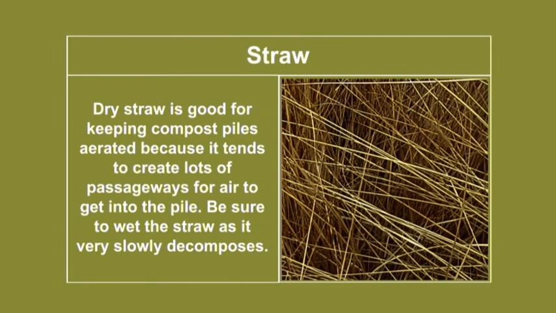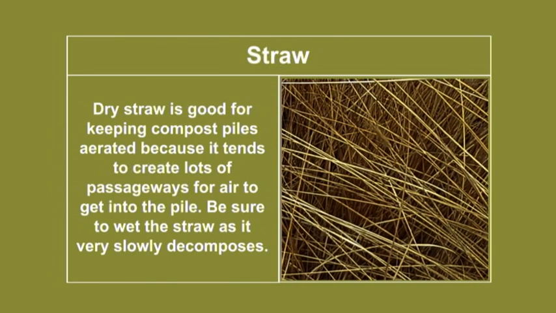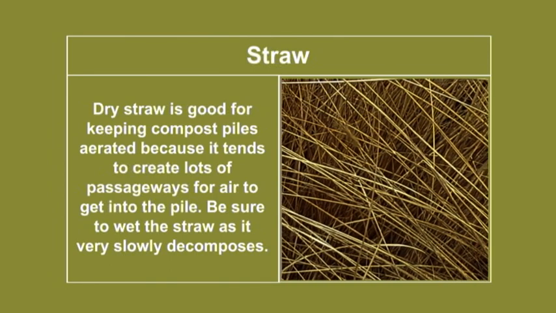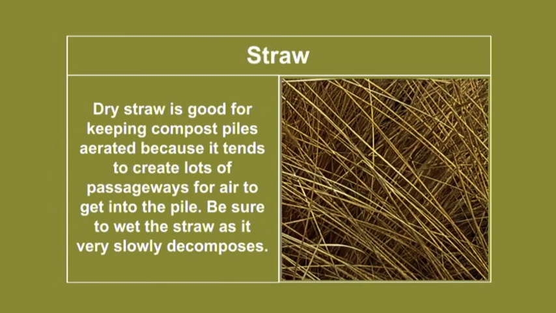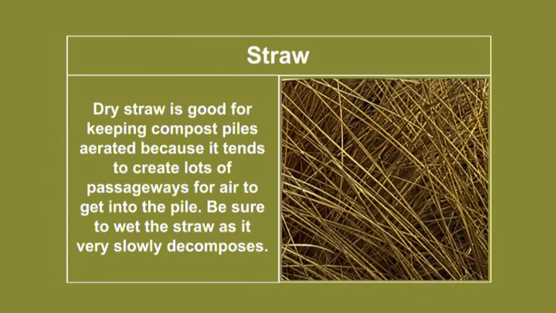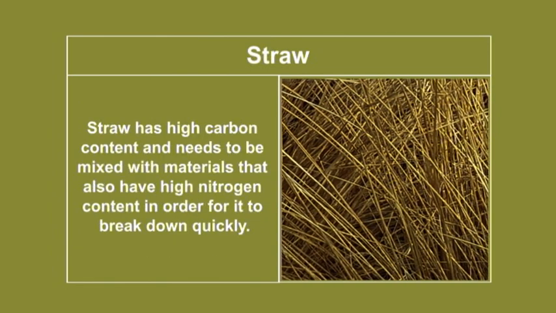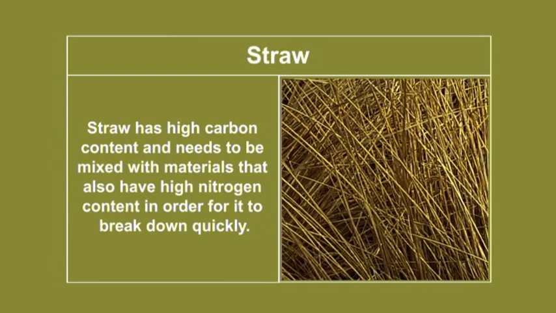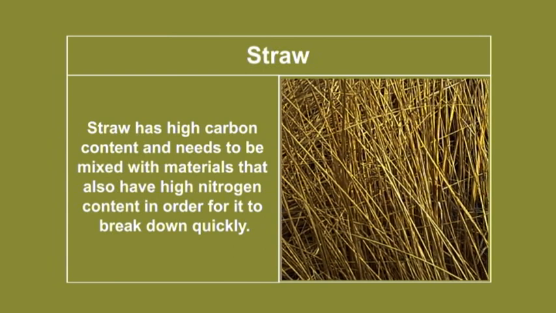Straw. Dry straw is good for keeping compost piles aerated because it tends to create lots of passageways for air to get into the pile. Be sure to wet the straw as it slowly decomposes. Straw has a high carbon content and needs to be mixed with materials that also have high nitrogen content in order for it to break down quickly.